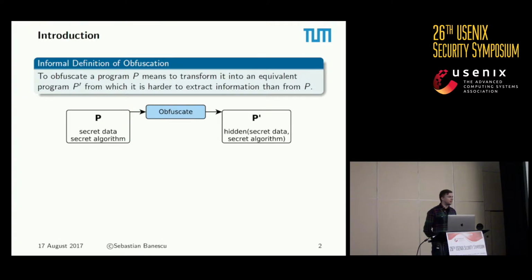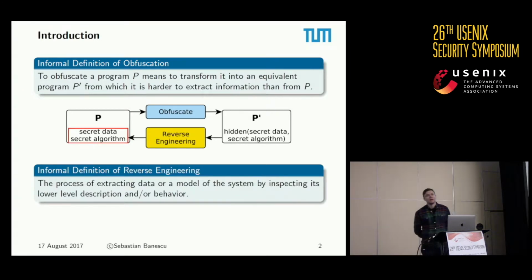For those of you who are not familiar with what obfuscation does, it transforms a program P, which contains some hidden secret data or secret algorithms, into a program P prime, which is more difficult to understand. So this data and the algorithms are hidden somehow. The opposite process of extracting this hidden data and the algorithm is called reverse engineering. And the goal is not necessarily to extract the original source code, but it could be just the data or just a control flow graph.